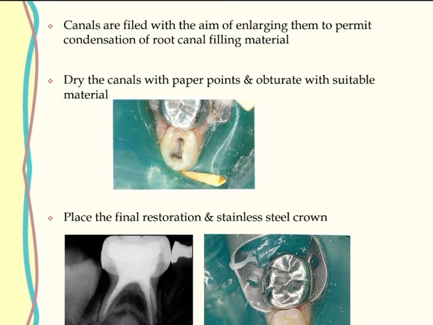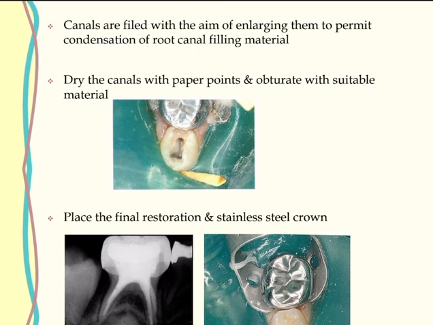The obturation material for a primary tooth should be a resorbable material. So you don't use gutta percha. Gutta percha is not resorbable, so it is not used for primary tooth obturation. Gutta percha is used only for permanent tooth obturation. For a primary tooth, you use a paste called Metapex or White Apex, which I'll be talking about in a later part of the lecture. After doing the obturation, you take a radiograph.